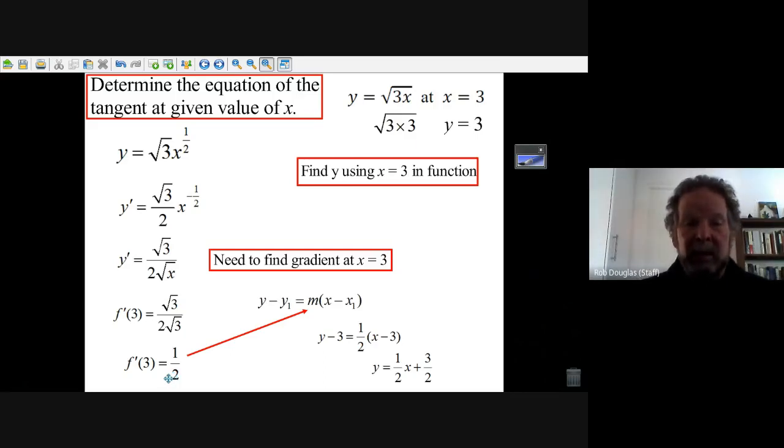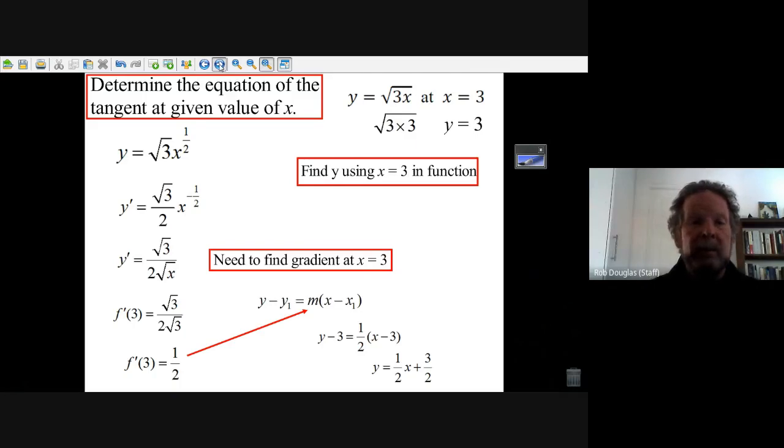And that's going to give us the equation of the line. We just need y minus y1 equals m times x minus x1. All we've got to do is put a half in for m, put in 3 and 3 for x1 and y1, and we've got the equation of the line. We just clean it up a bit. y equals a half x minus 3 halves, but we add 3 to minus 3 halves, and it gives us 3 halves. And there's our final equation of the tangent line at x equals 3.